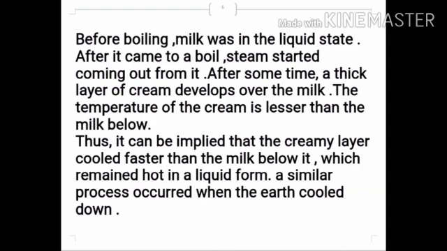Thus, it can be implied that the creamy layer cooled faster than the milk below it, which remained hot in a liquid form. A similar process occurred when the earth cooled down. So, what do we have to observe? We have to see that when the milk cooled down, the upper layer of the milk cooled down faster, and the lower layer, that is, the bottommost part of the milk, was still hot. The same thing occurs with the earth also. The topmost part may be looking in a semi-solid or solid state, but inside the earth, many of the components are in liquid form also.